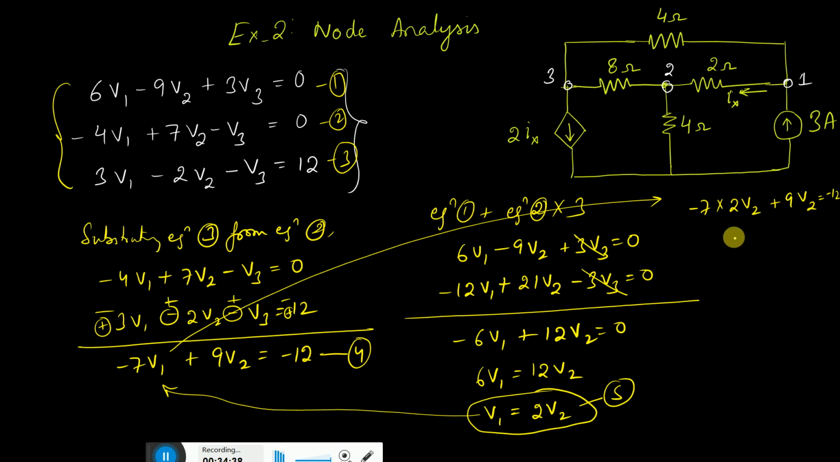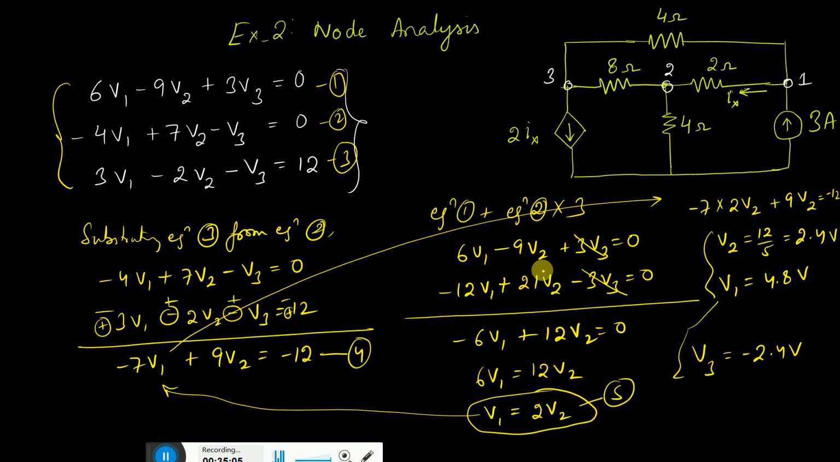solving that you can find V2 is equal to 12 by 5, which is equal to 2.4, and from that we can find V1 is equal to 4.8, and obviously by putting the value of V1, V2 in any one of the equations, you can get V3 is equal to minus 2.4 volts. So this is how you get the answer of V1, V2 and V3 by solving these equations.